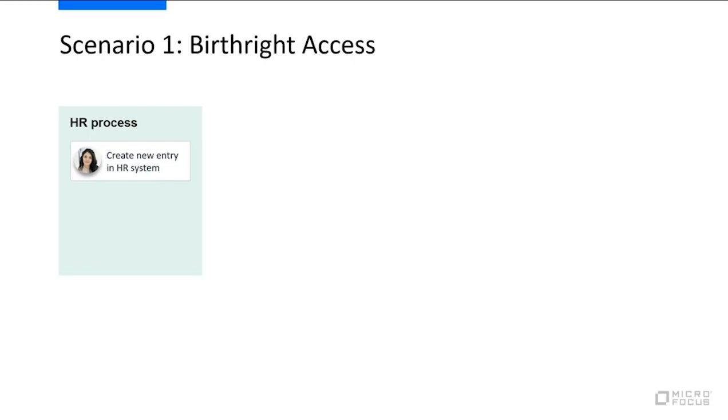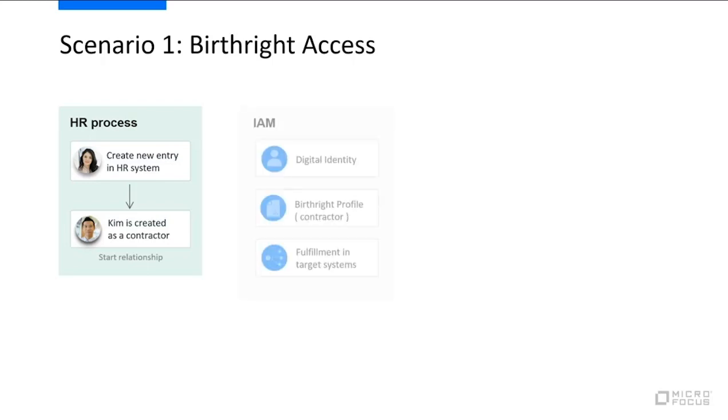So the first step to this, and usually how it works in an organization, is HR creates a new entry in the HR system, whether this can be PeopleSoft, SAP, or any application along those lines. But this is usually where the identity originates. And in this situation, Kim is originating in this HR system as a contractor.